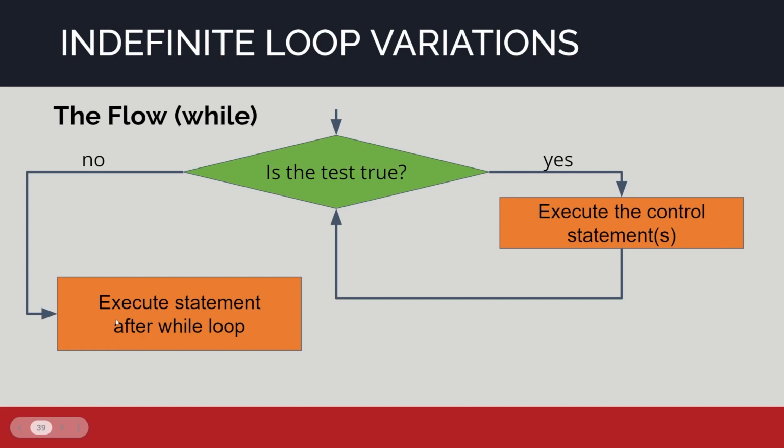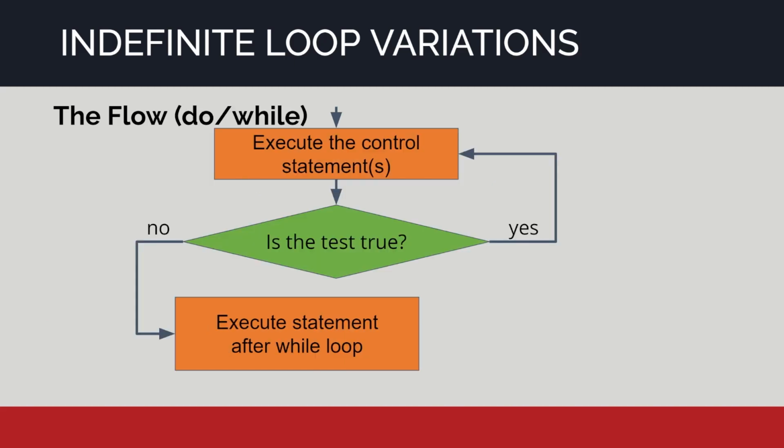So here's our while loop flow. We've been over this one before. We check if it's true, we execute, and then go back to the test, and then if the test ever fails, then we just resume execution after the while loop. A do while loop is a little bit weird, where we execute the control statement first, and then that's when we hit the actual test.